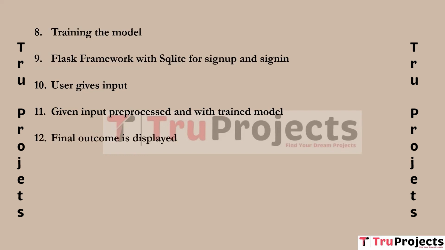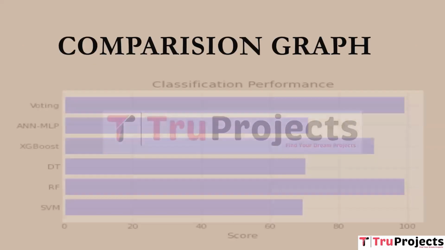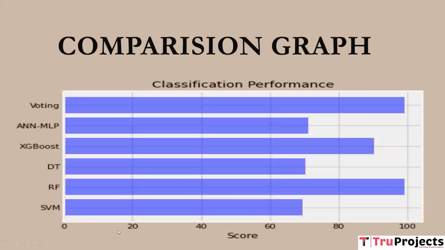Coming to the last module, which is final outcome display, the prediction or outcome from the machine learning models is displayed to the user via the web application. This outcome could be a probability score, a binary prediction, or any relevant information. Coming to the comparison graph, here on the x-axis we have the accuracy score and on the y-axis we have the algorithms. These bar graphs represent the accuracy score of that particular algorithm. Here we can observe that the voting classifier's accuracy is higher than all other algorithms.